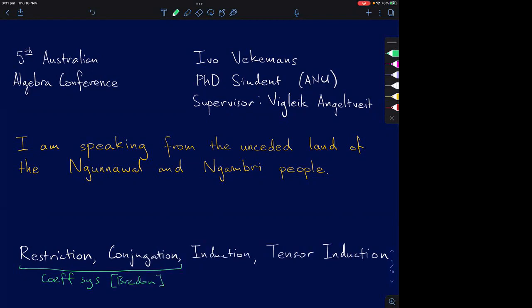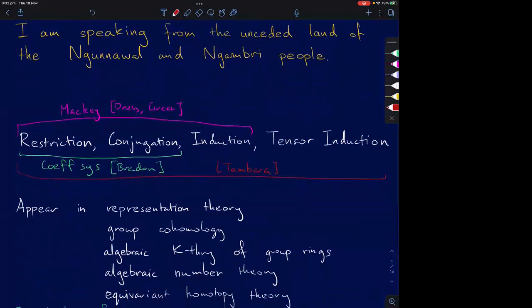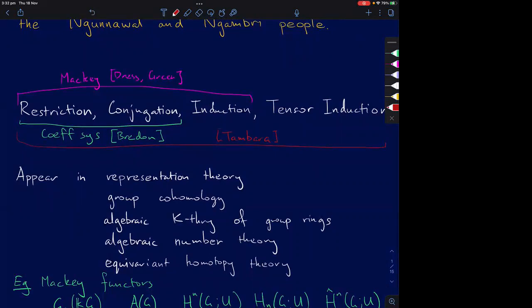If you include induction as well, or operations that look like these things, you get Mackey functors, which are due to Dress and Green. And finally, if you add in some multiplicative structure, like tensor induction, you get Tambara functors, which are due to Tambara, although he called them TNR functors. So these structures appear in representation theory and group cohomology, in algebraic K-theory, in algebraic number theory, and where I care about them, in equivariant homotopy theory.